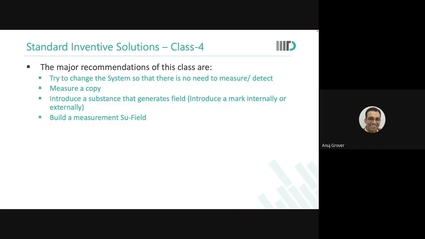So, let's see what are the standard inventive solutions of class 4. The major recommendations of this class are: try to change the system so that there is no need to measure or detect.